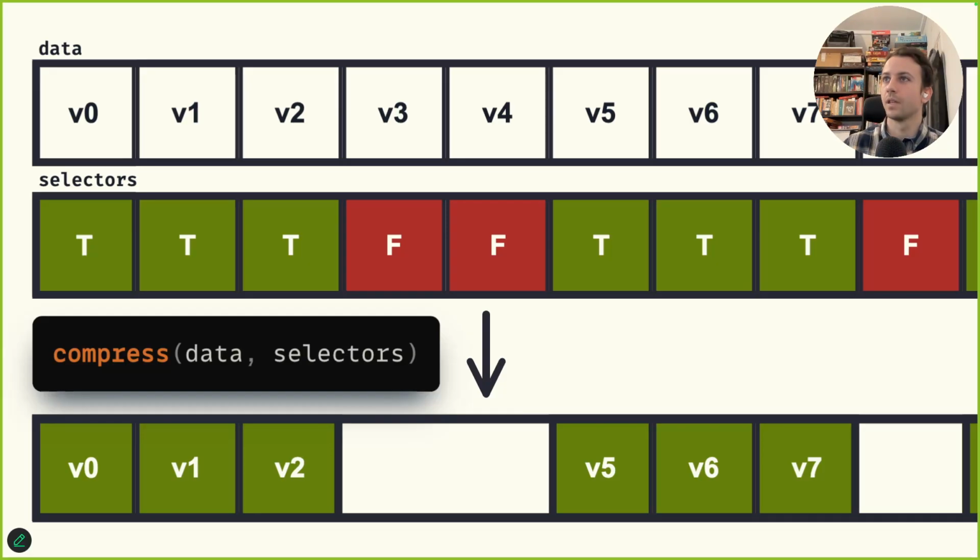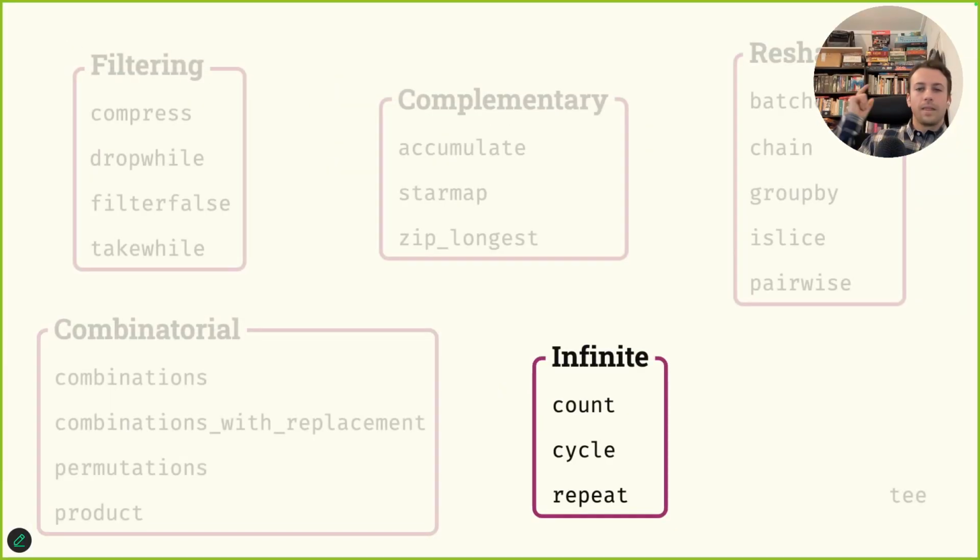Okay. All right. Let's take a look at the infinite group, and we're almost done. After the infinite group, there's the complementary group, and then that's it. I really like the infinite group because it generates infinite streams of data. And like I said, I have a maths background, so infinity is kind of neat. But in practice, you never want infinite streams of data. You're always using these in conjunction with something else. Otherwise, your program is going to run forever.